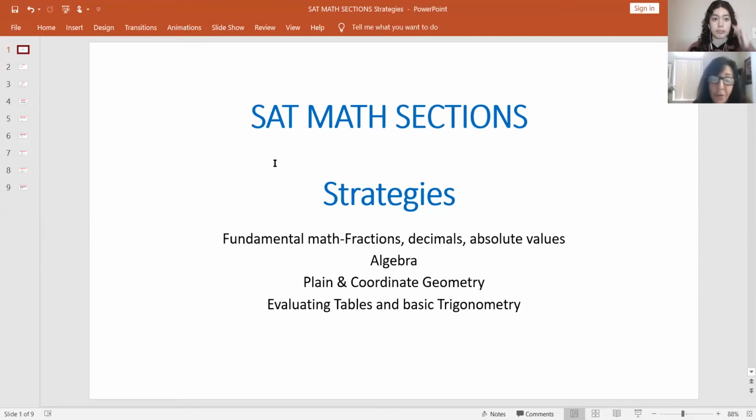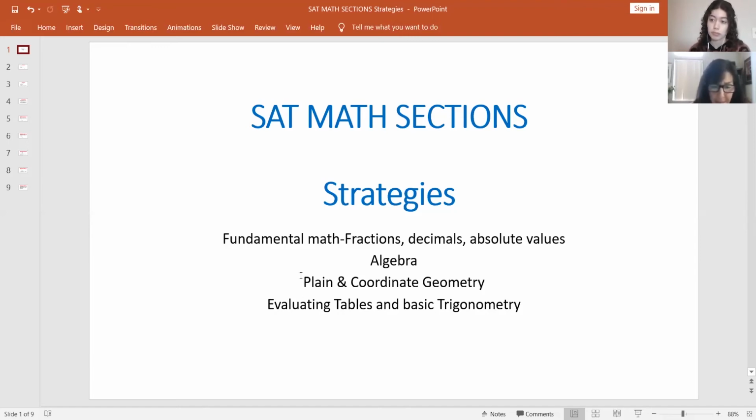Okay, so first of all, the SAT math section strategies. These strategies will apply to all the sections of the math test. The fundamental math that's included is fractions, decimals, absolute values. Those go back to stuff that you did back in middle school and maybe even elementary school. There's algebra, from very simple one- or two-step algebra to more complicated advanced algebra that will be tested and that makes you think a little bit more.